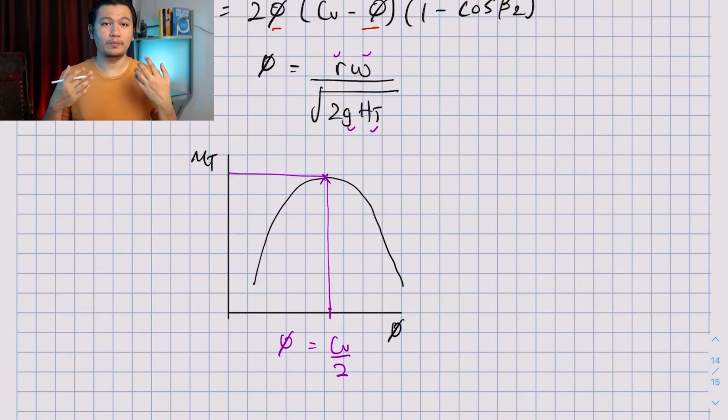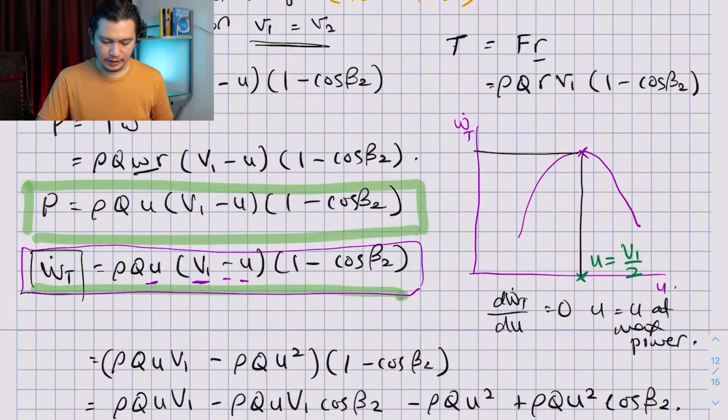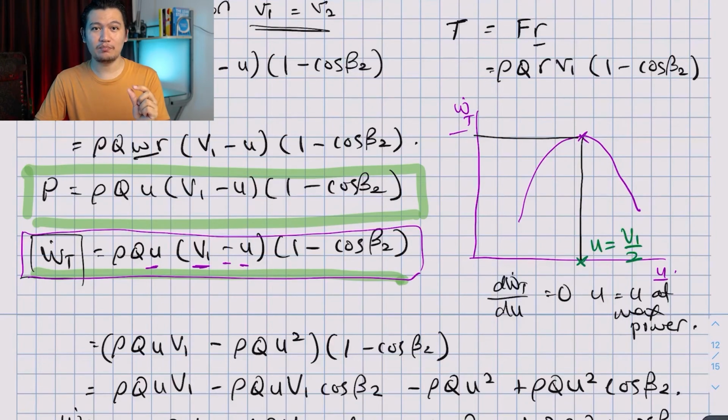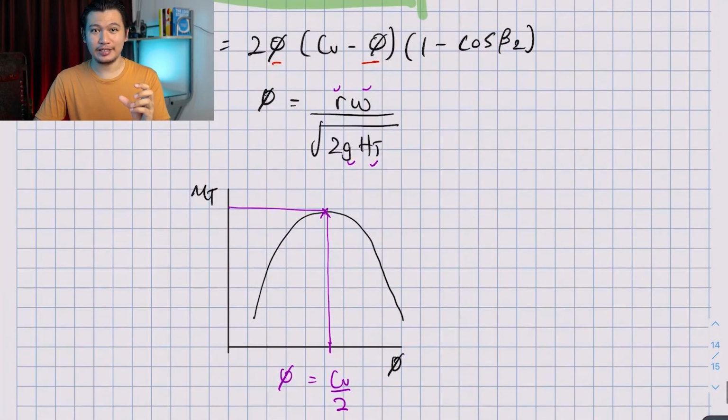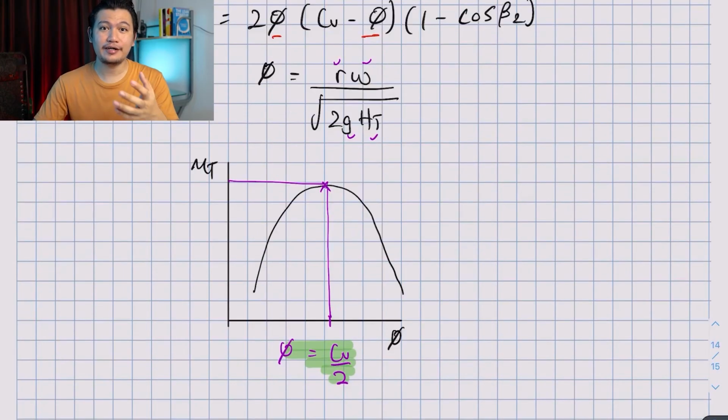So basically this is a completely different graph. This is efficiency against phi, and just now we plotted the graph of turbine power against U. For that graph, the maximum power happens when U is equal to V1 over 2. And for this graph, the maximum efficiency occurs when phi equals CV over 2. The range of Pelton wheel efficiency is about 0.8 to 0.9.